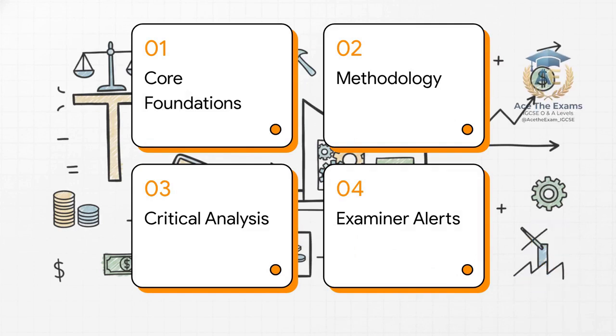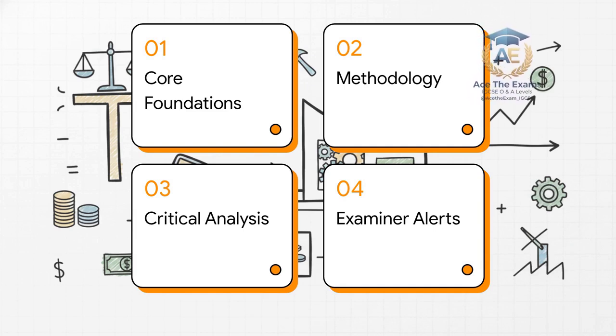Here is our strategic structural blueprint for this masterclass. First, core foundations, where we define the causal relationships. Second, the method mark strategy, where we build a procedural framework. Third, critical analysis, where we unlock those top-tier assessment objective bands. And finally, top examiner warnings, to help you sidestep the vault of traps that catch everyone else.